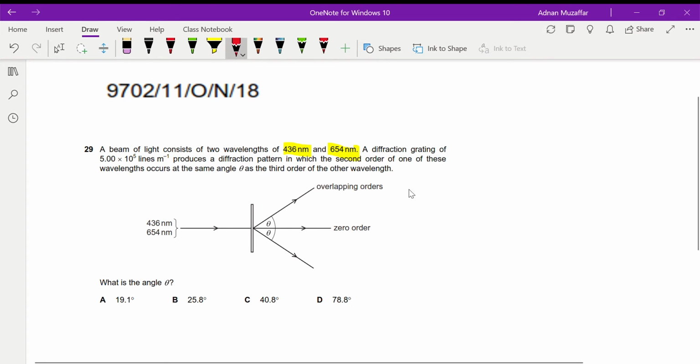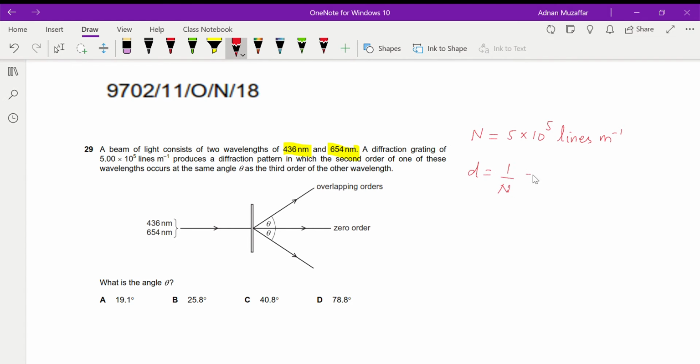So if you remember, there's a formula for diffraction grating. Number of lines can be represented by capital N. So this number is given, 5 into 10 to the power 5 lines per meter. There was a formula which was a relationship between grating spacing and the number of lines. What was that? d equals 1 over N. So if I use the value of N here, it will be 1 over 5 into 10 to the power 5 lines per meter.